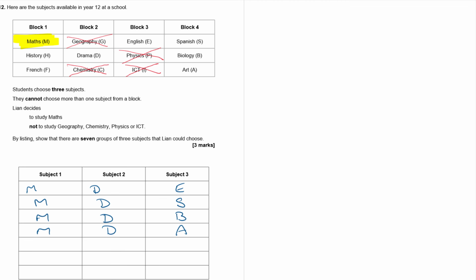Or I could not do block 2 at all, not pick drama, and I could pick block 3 English instead as my second subject. And then again, I've got those 3 choices for block 4 to finish off. So I could have maths, English, Spanish. I could have maths, English, biology, or I could have maths, English, art. Okay, so they're all my 7 choices then that it's possible to get from that arrangement.